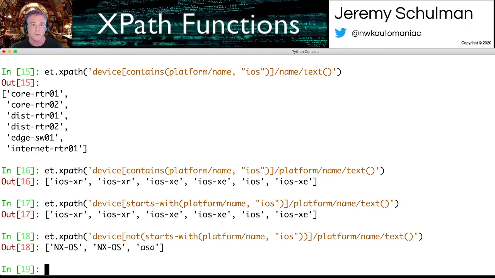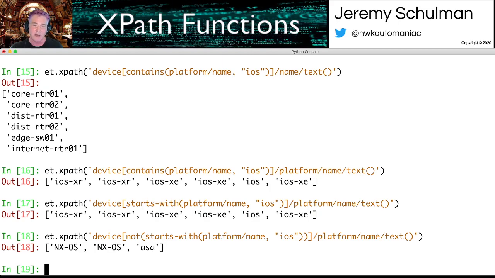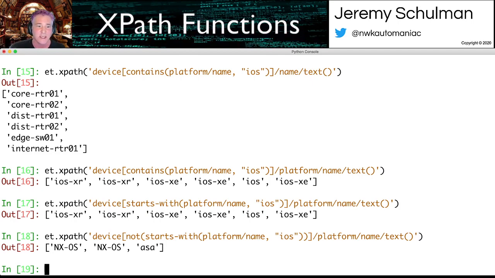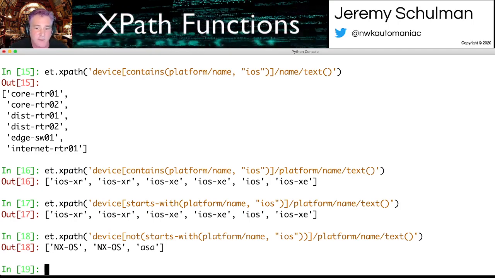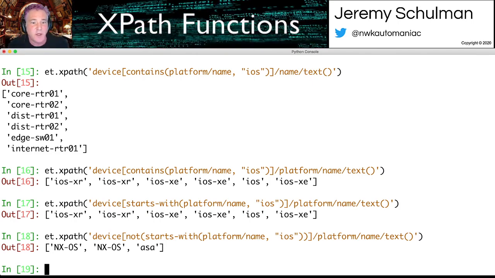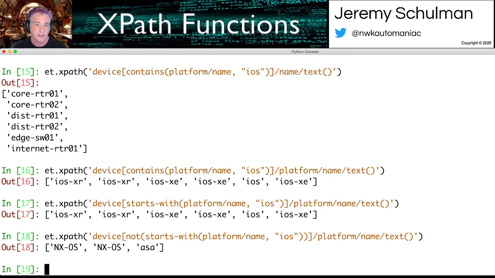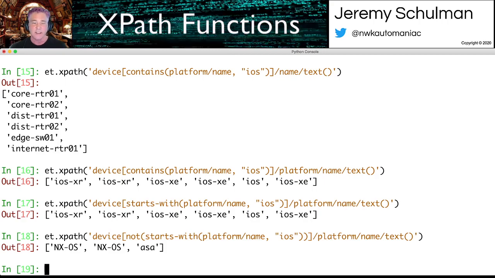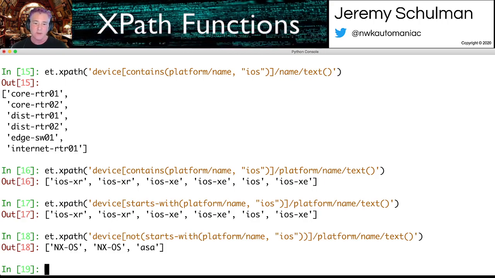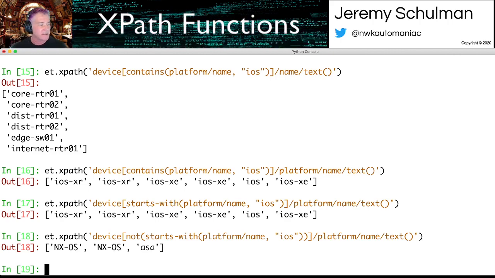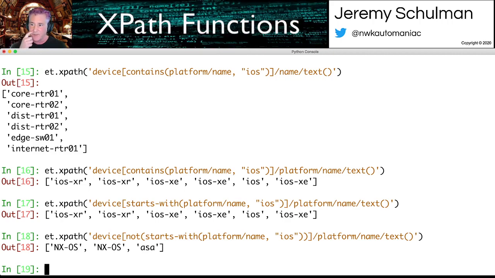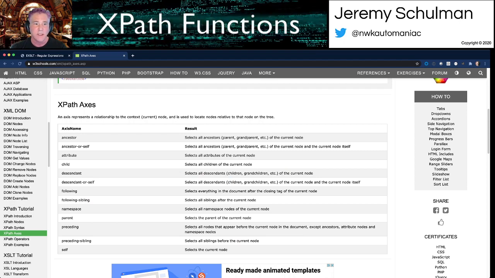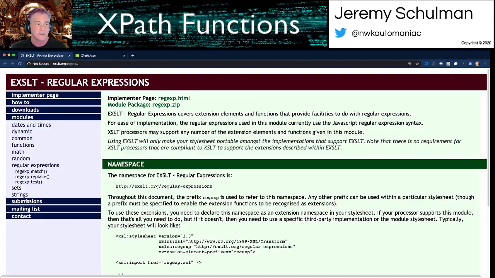So, you know, there are string functions that we have available to us. There are number functions, or there's a different set of categories of functions that we have, and I will go through some of those in a bit more detail. But I just wanted to show you some basic functions that allow you to find data. Now, there's another category of functions which are called extensions. And so what I'm going to do is I'm going to flip over to my web browser. And we're going to look at some of these extensions.